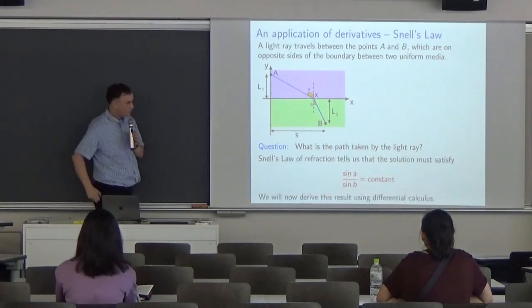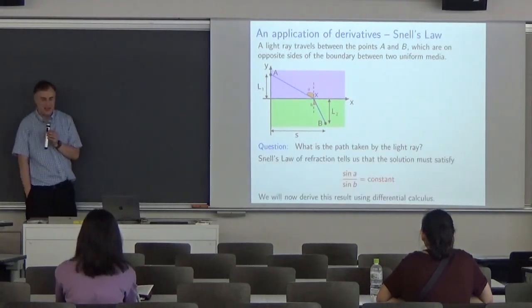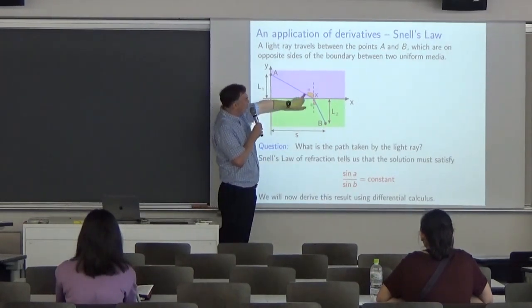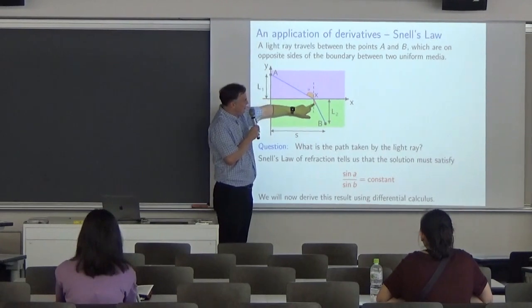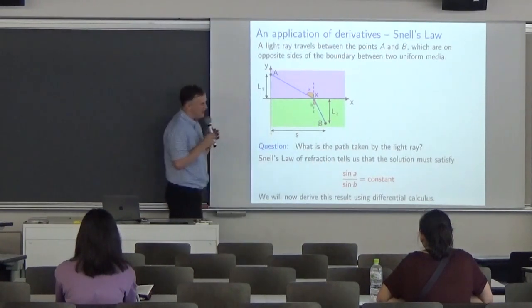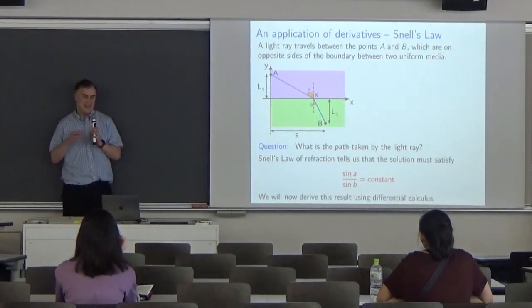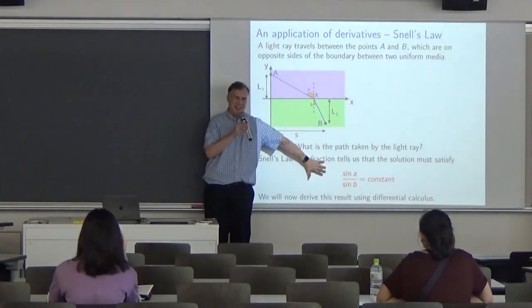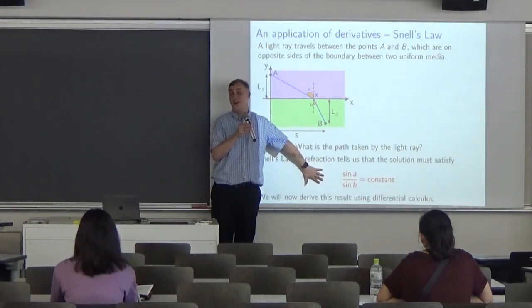Well, Snell's law tells us exactly what it is. If we know what this angle is, then we can calculate the other angle using this ratio: sine A over sine B equals a constant. Now, I should be careful here. This is not just any constant. Obviously, if you take sine of A over sine of B for two numbers, that's a constant.